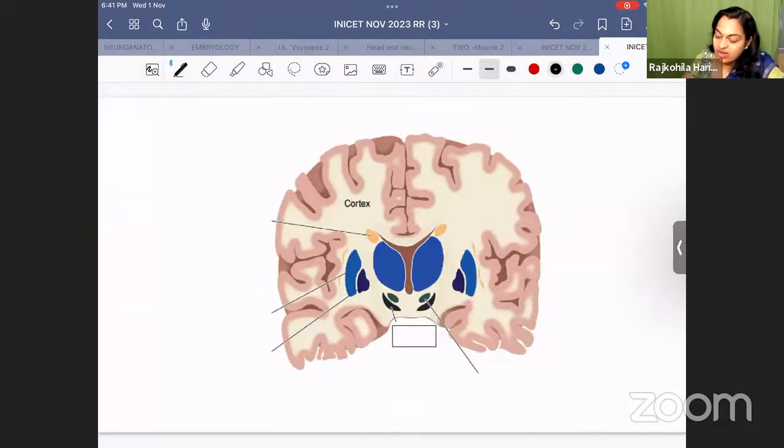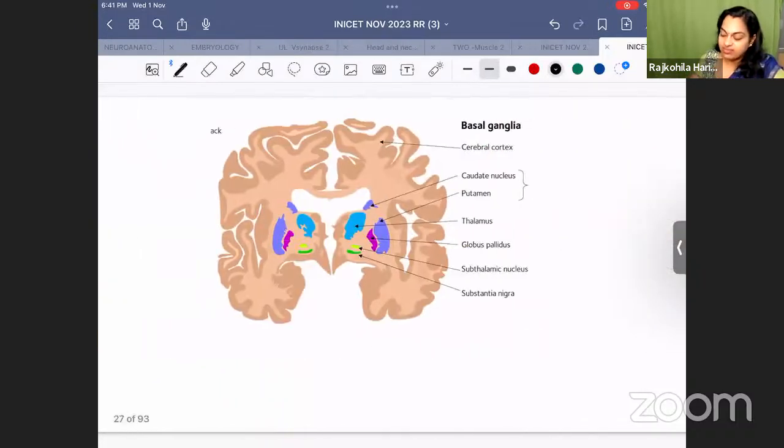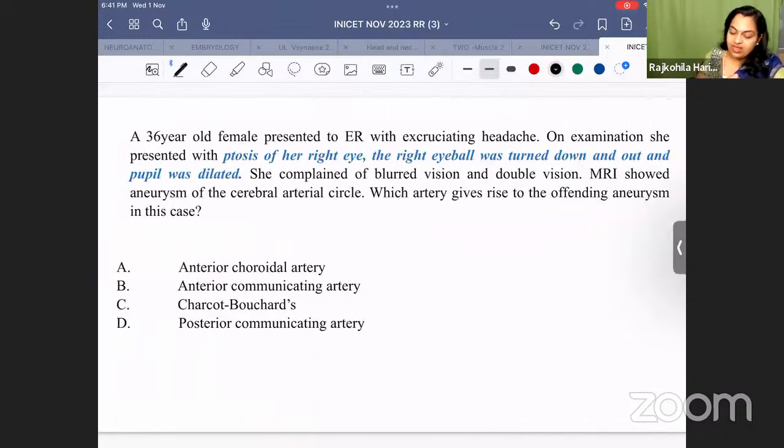Yes. So here in the floor of the lateral ventricle, caudate nucleus, putamen, globus pallidus. This will be the subthalamic nucleus. The pigmented band will be the substantia nigra. Okay. Definitely you should be able to identify it and give its lesion. Yes. This case, it's easy.